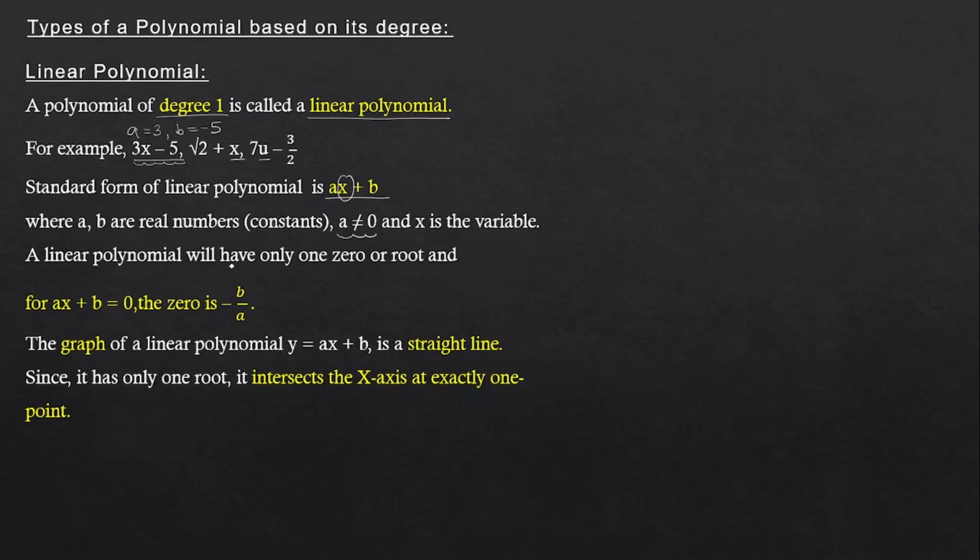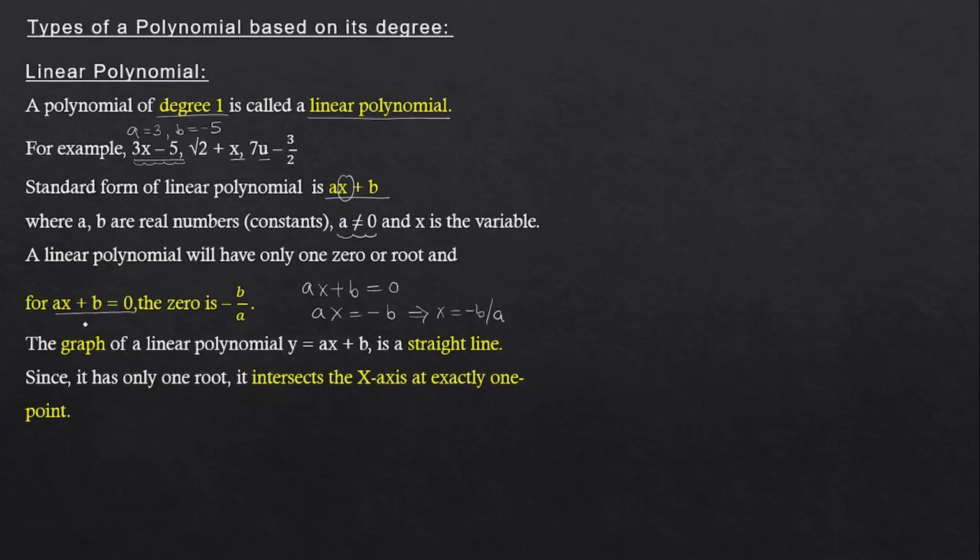Now, every linear polynomial can have only one zero or root, which means it can have only one value of x that makes the value of the polynomial equal to 0. For the general form ax plus b, if we equate it to 0, we get the value of its zero as minus b by a. How do we get this? By solving for x: we get ax equals minus b, and from here x is equal to minus b by a.